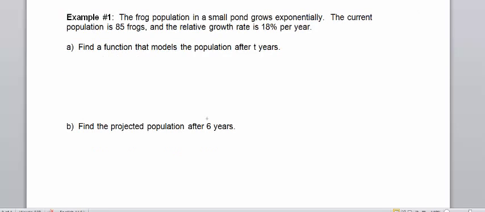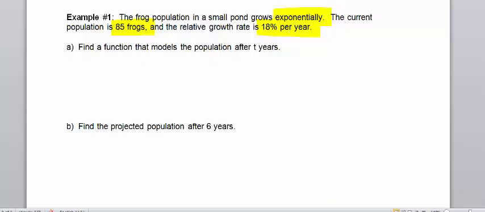If you don't have your calculators, you're going to want to get those out because we're going to be using our calculators here. So let's talk about our important information in this first one. We have 85 frogs as our first thing. Our population growth is 18% per year, and that is our key part. And the third is the fact that it does grow exponentially. It's not doubling, but it's growing exponentially.